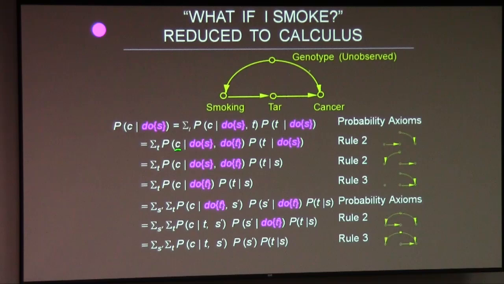I go and grind. Zoop! Look what I did. I eliminated the do. That means that I can figure out what will happen if I do something by passive observation. All these can be inferred from passive observation, from observational studies. They're just regression expressions. Just to give you the flavor of what we can do with the calculus.